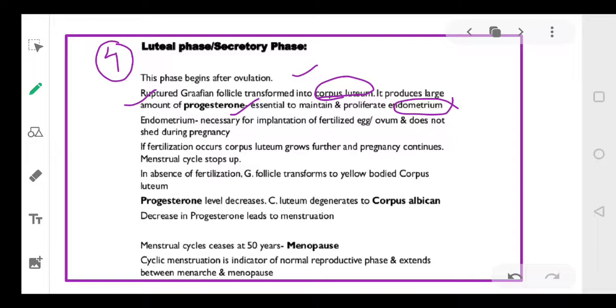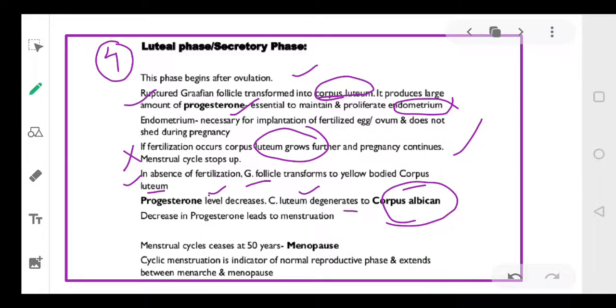If fertilization occurs, the corpus luteum will grow, pregnancy continues and the menstrual cycle will stop. In the absence of fertilization, the corpus luteum's progesterone level will decrease and the corpus luteum will degenerate to form the corpus albicans, right? And the decrease in progesterone level will lead to menstruation.